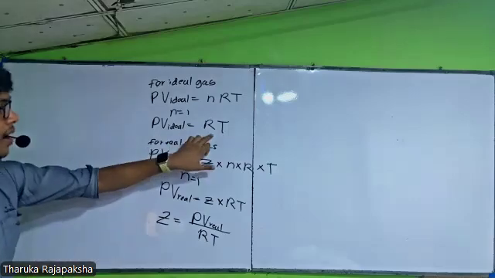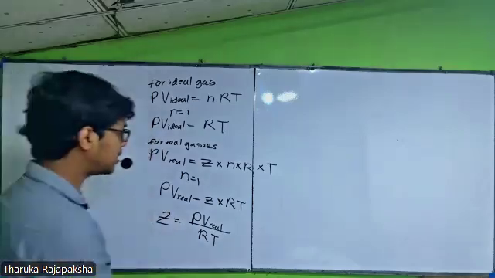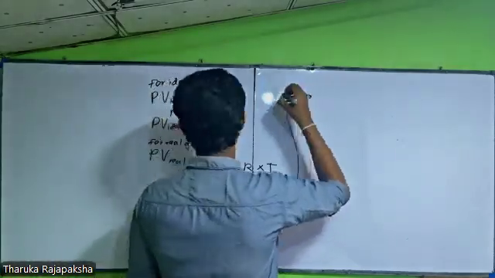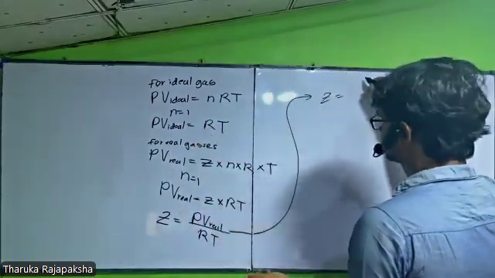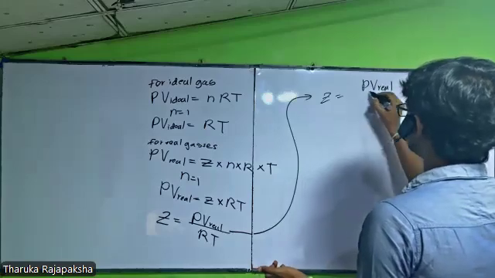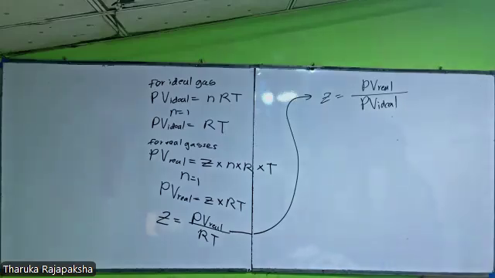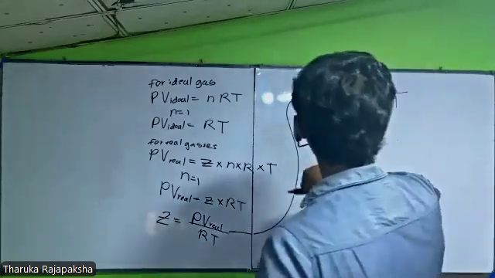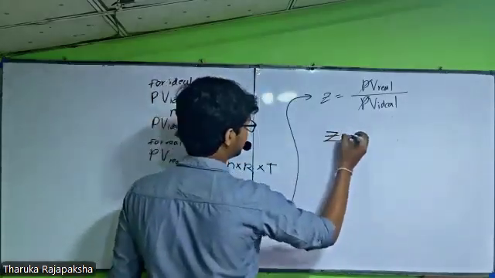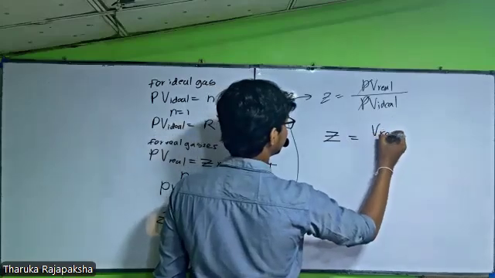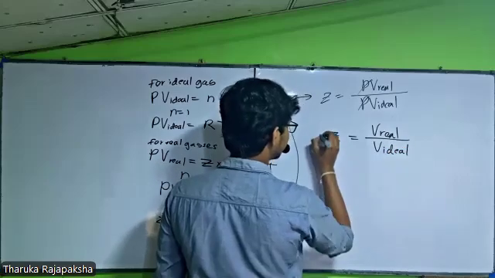Here you can see RT is equal to PV ideal. So instead of RT, we can put PV ideal. So Z equals PV real divided by PV ideal. Now people, you're going to get a different idea about compressibility factor. V real over V ideal.